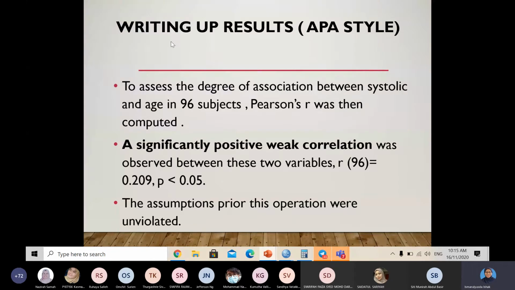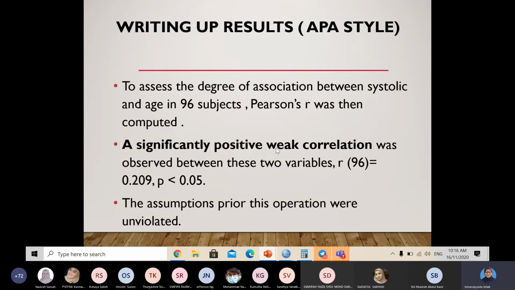Okay, this is how you write it in APA style. To assess the degree of association between systolic and age in 96 subjects, Pearson R was computed. A significantly positive weak correlation was observed between these two variables.